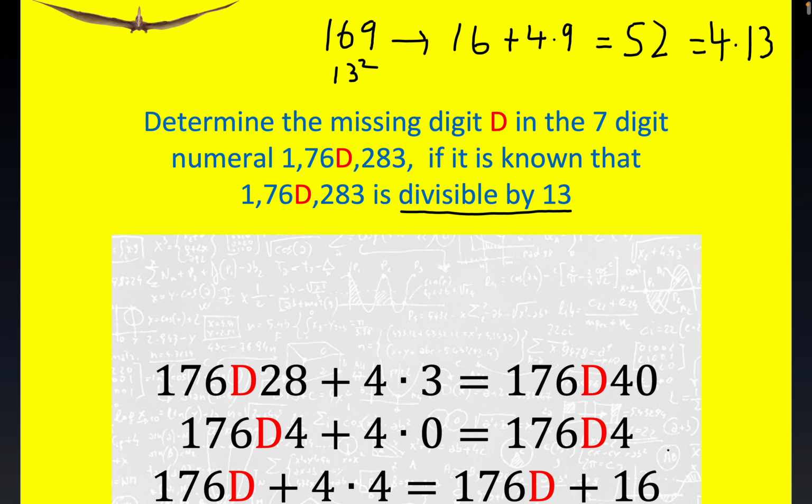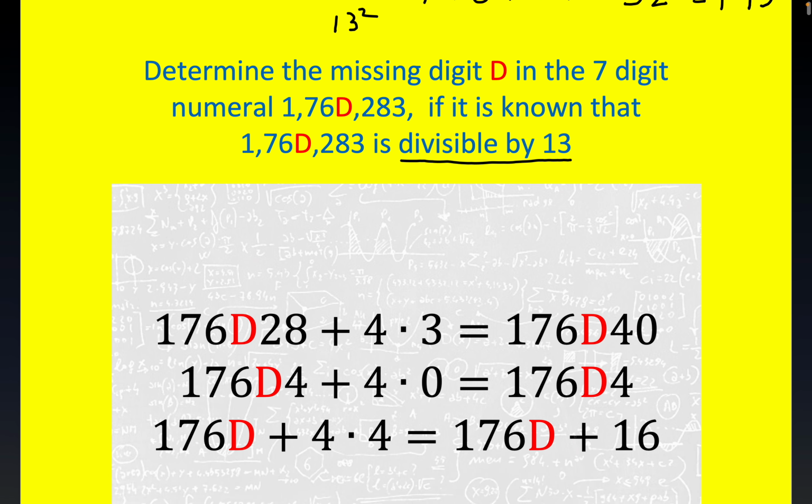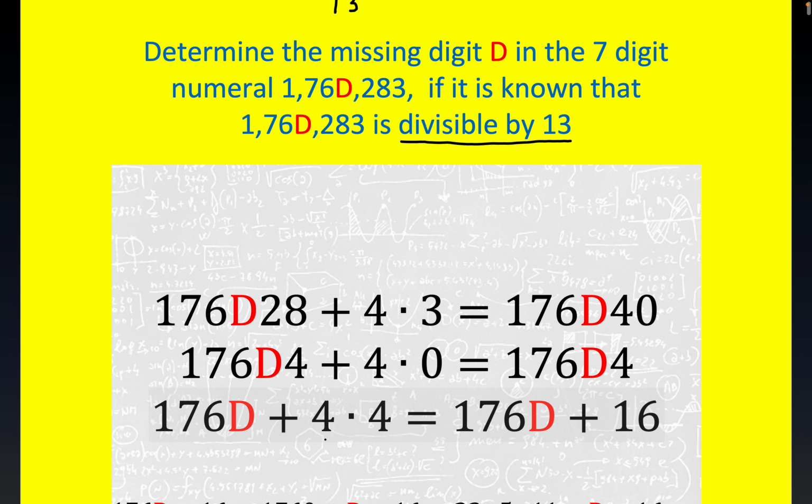So in that sense, it's computation reducing. Now, in a similar fashion, we drop the 0 here, and all we have is 4. Again, I wrote 4 times 0 just to not omit the algorithm. So we get the same thing back. We still want to know if this is divisible by 13. So again, rinse and repeat. Drop the 4, multiply by 4 times 4, which is 16. Now, this is equal to 176D plus 16.